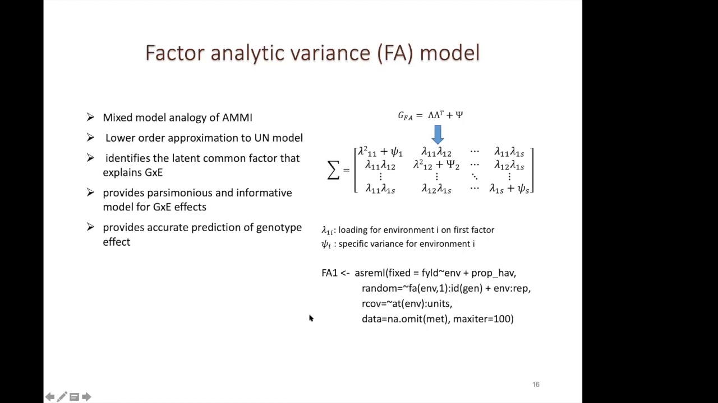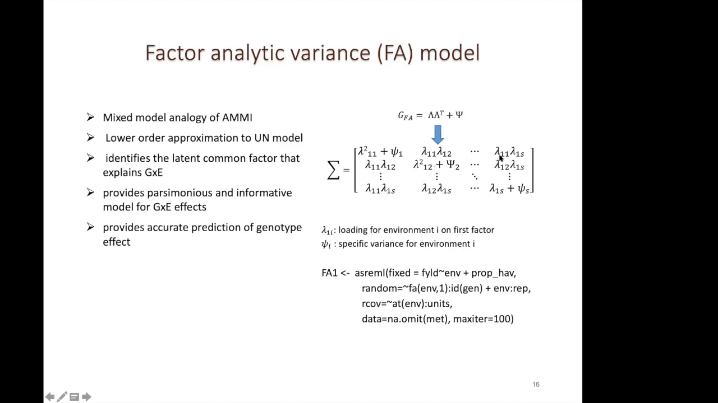So with a factor analytic model, you can identify the latent common factors that capture and explain the G by E pattern. As you can see, this is how the structure of the factor analytic model looks. This component phi is the specific variance in each of the environments, and this square of loadings plus this specific variance will give you the genetic variance in each of the environments.